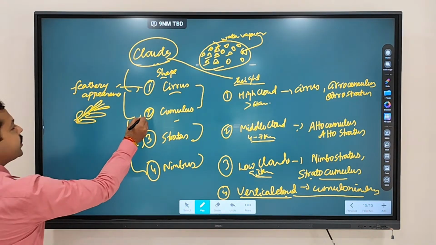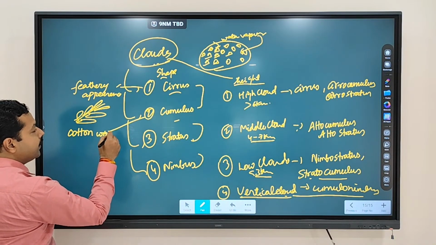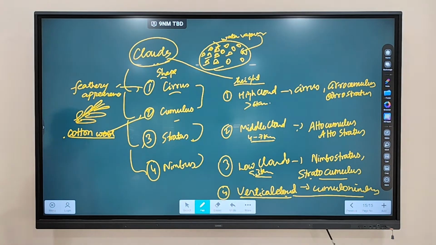Cumulus cloud resembles your cotton wool. Okay, it resembles your cotton wool. Cumulus clouds are resembling your cotton wool. Clear?